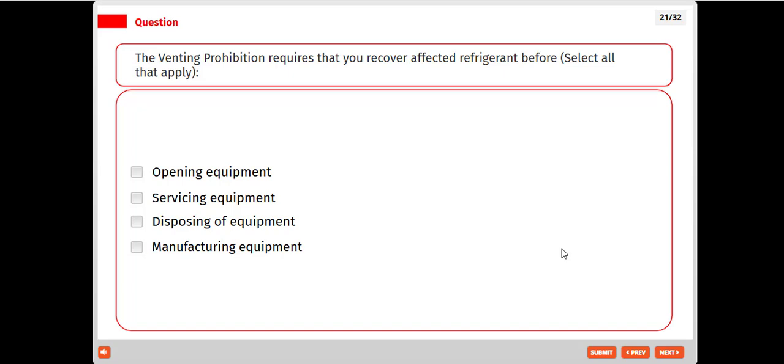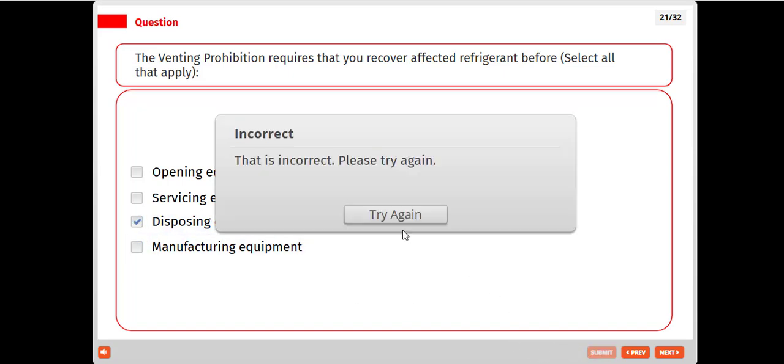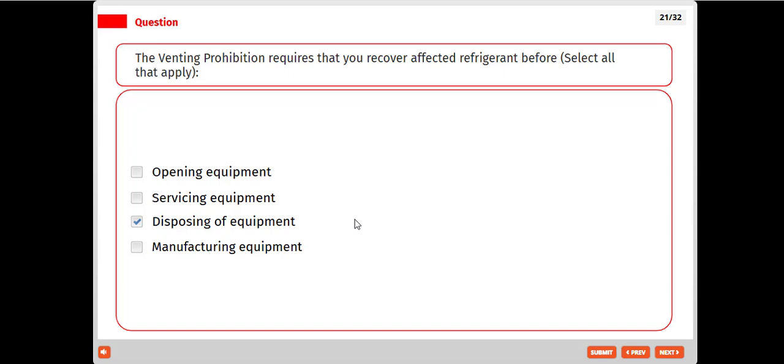The venting prohibition requires that you recover affected refrigerant before servicing or disposing of equipment.